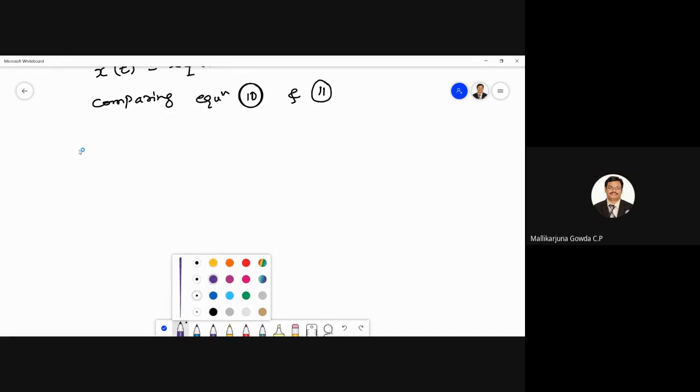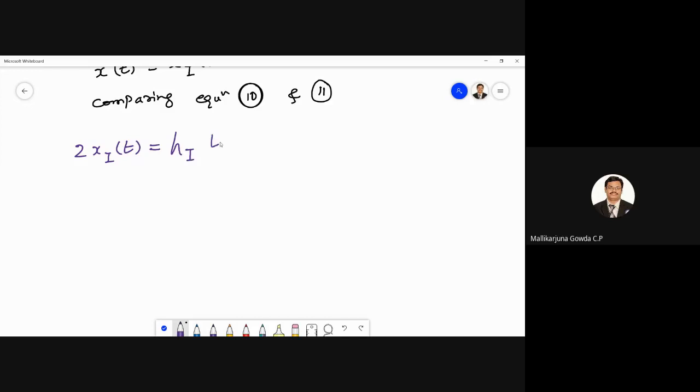So I can write 2 into xi of t, which is equal to hi of t convolved with si of t, minus hq of t convolved with sq of t.